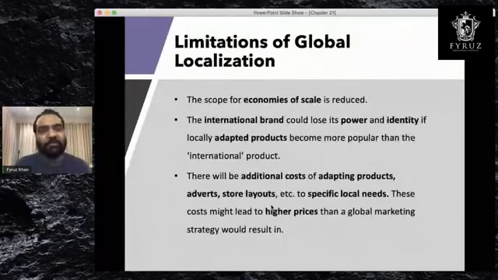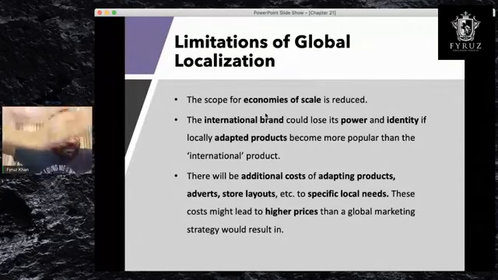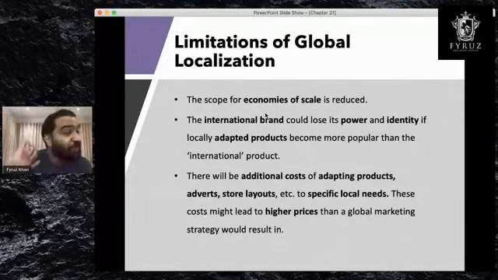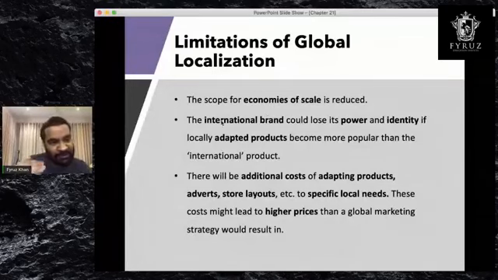So yeah, however, there are some disadvantages. We've talked about the advantages. The limitations are the scope for economies of scale is reduced. Now, you cannot make one product for everyone. Every product is going to be different according to different country, different region, different religion, different customer preferences, and that may increase your cost. That may be time consuming. Yes, so you will not enjoy economies of scale.